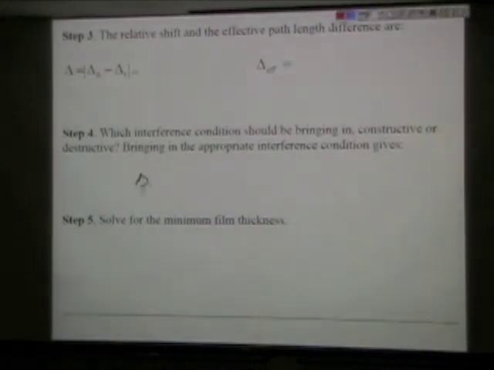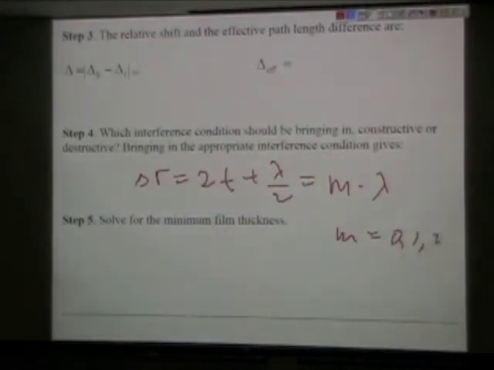So we write again. In our problems, we have to set it up to this. Well, m, in general, some integer: 1, 2, 3, etc. And now we can solve this equation for what we're looking for. In this problem, we are looking for how thick is the film. That's t.